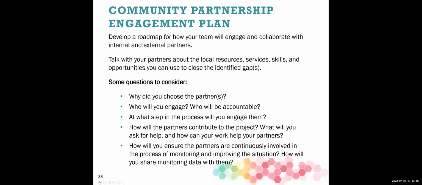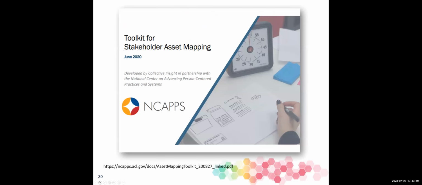Next slide, please. So this is a suggested resource. They call it a stakeholder asset map. You can use it also to develop your community engagement plan. It's listed in the resource guide, and we also have the link here in the slide. Next slide, please. So I am going to bring up the templates.